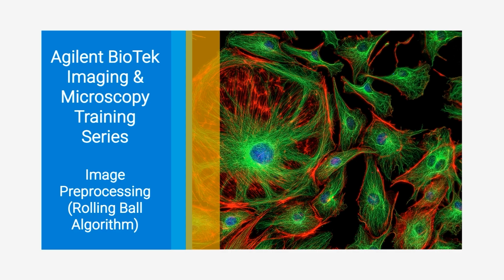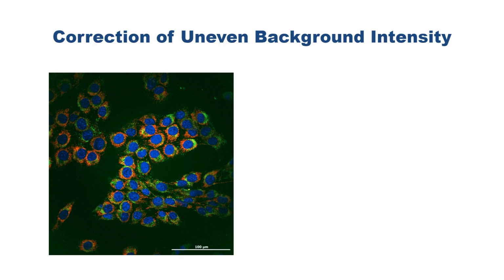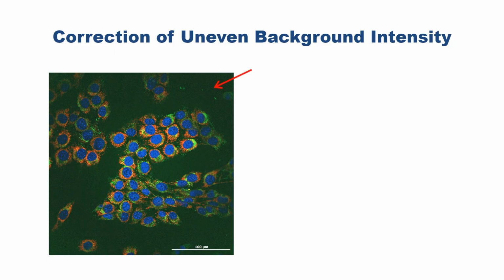In this video, we will review image pre-processing in the Gen5 software, where we specifically explain how to process your images for uneven background intensity. For image microscopy, correcting for uneven background is crucial.